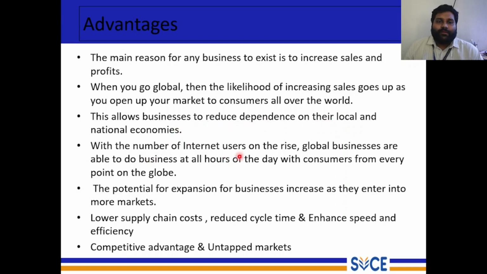With the number of internet users on the rise, global businesses are able to do business at all hours of the day with consumers from every point of the globe. Because everyone is on Amazon right now, Flipkart, any other e-commerce site, we are there on that. The potential for expansion of business increases as they enter into more markets.